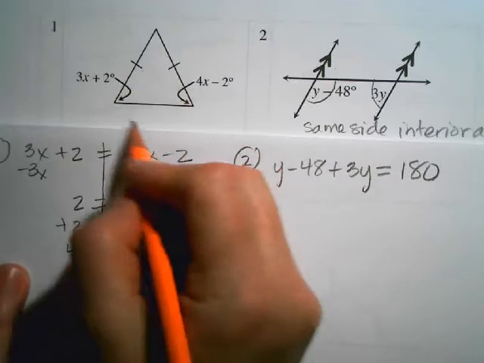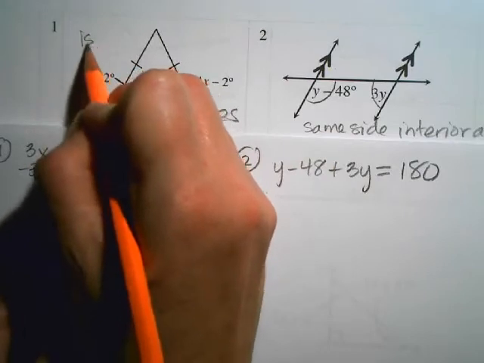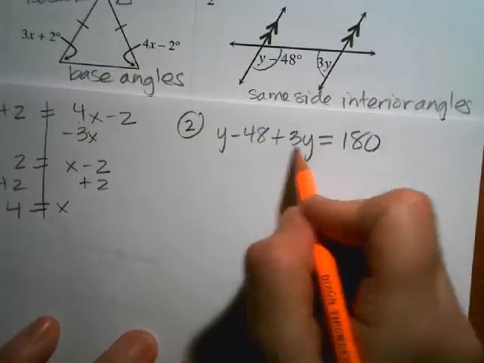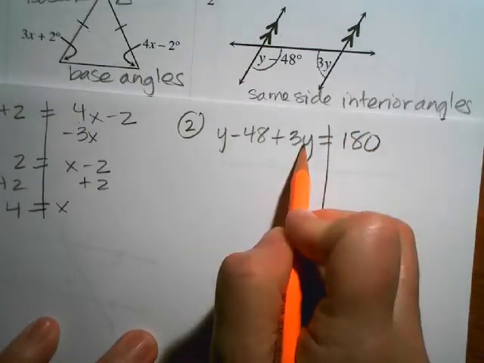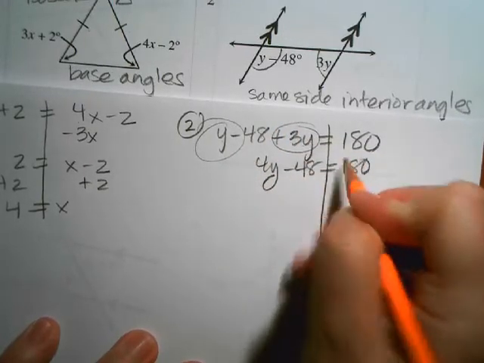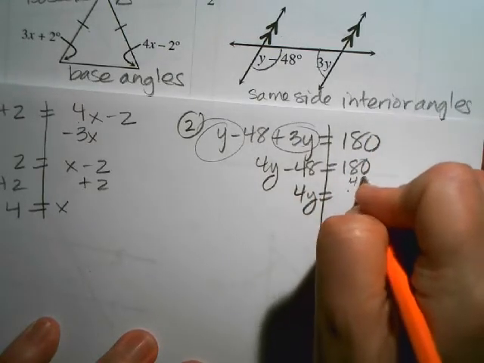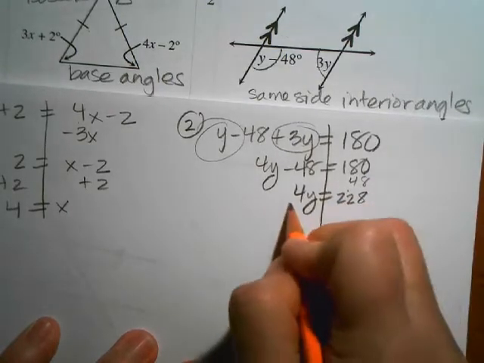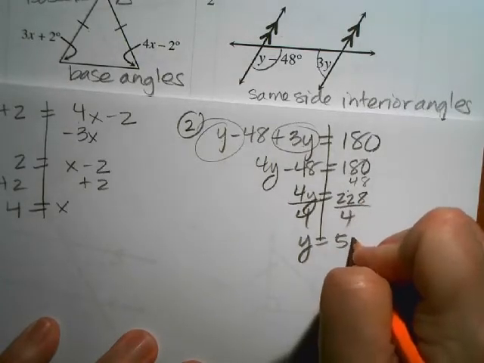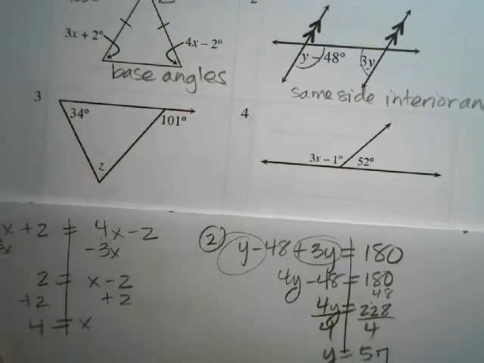I didn't write what these were called. These are base angles in an isosceles triangle. Okay, so I know these are going to add up to 180. I have like terms. Y plus 3y is 4y. I'm going to add 48 to both sides. And then divide by 4. There we go.